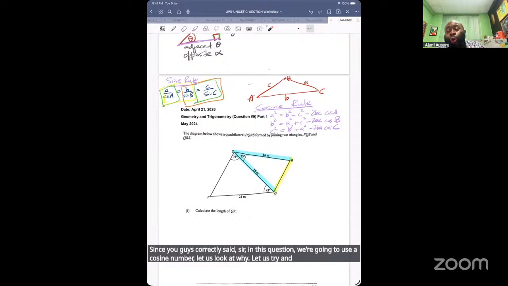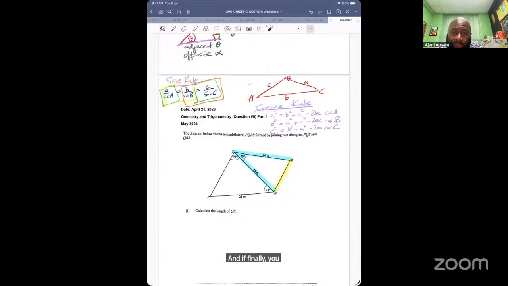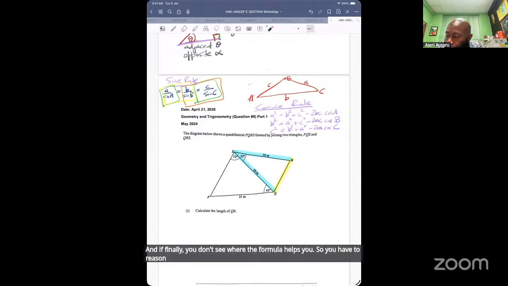Because you don't know what kind of question you're going to get, and you have to sometimes reason it out. You have to think it through a little bit. And I don't want you to go in the exam relying just on formulas, because sometimes you might go in with a formula in your head, and you don't see where the formula helps you. So you have to reason it out a little bit. But you know the sine rule, and you know the cosine rule. But take a look at this.